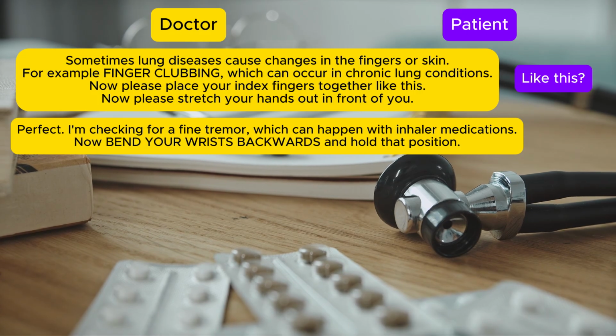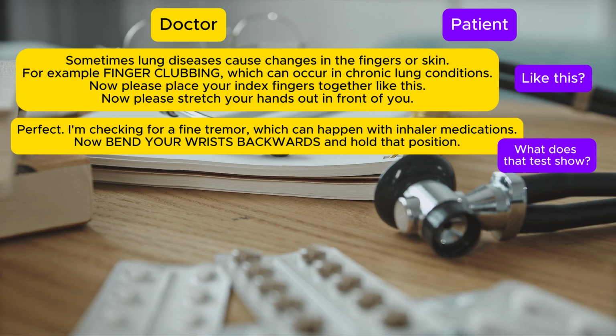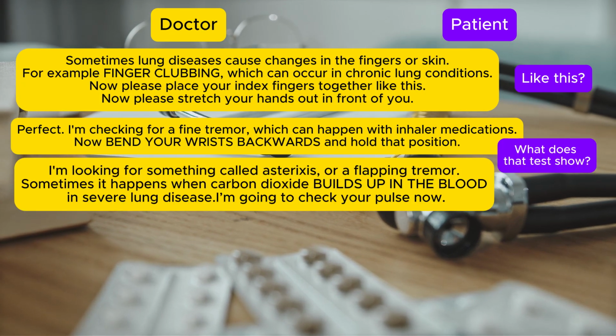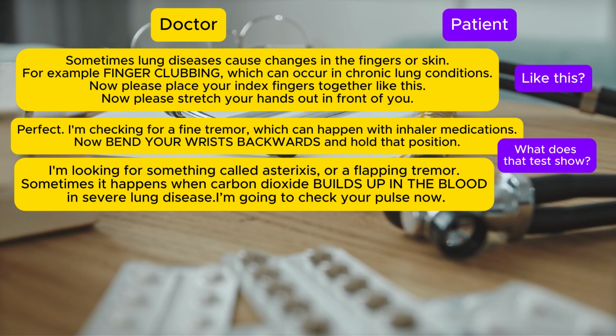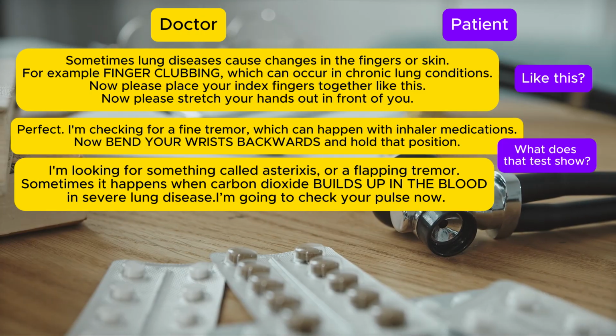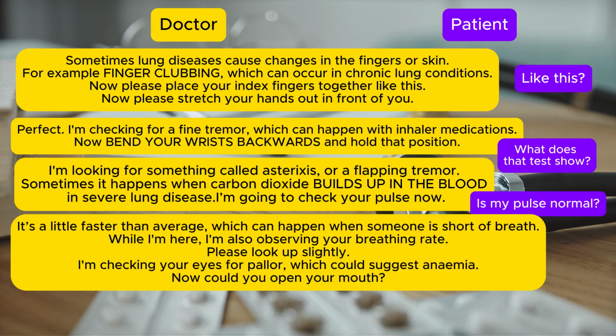Now bend your wrists backwards and hold that position. What does that test show? I'm looking for something called asterixis, or a flapping tremor. Sometimes it happens when carbon dioxide builds up in the blood in severe lung disease. I'm going to check your pulse now. Is my pulse normal? It's a little faster than average, which can happen when someone is short of breath.